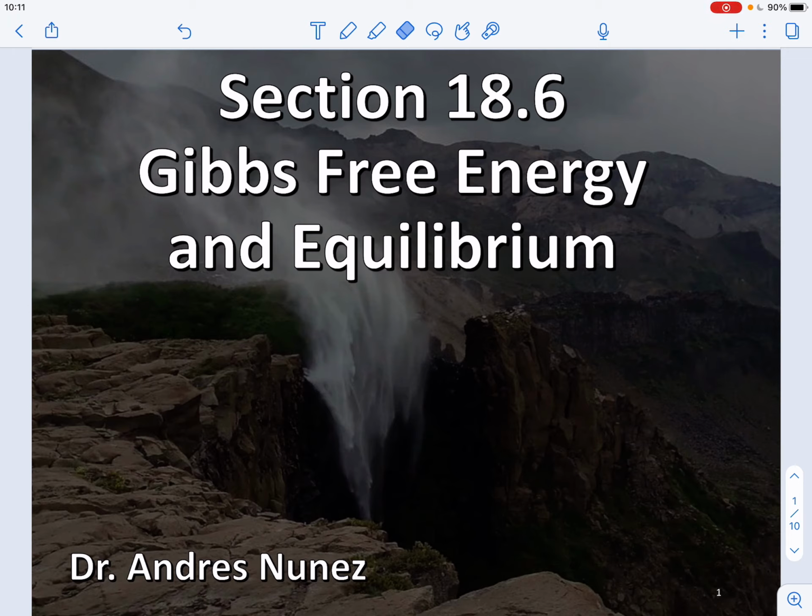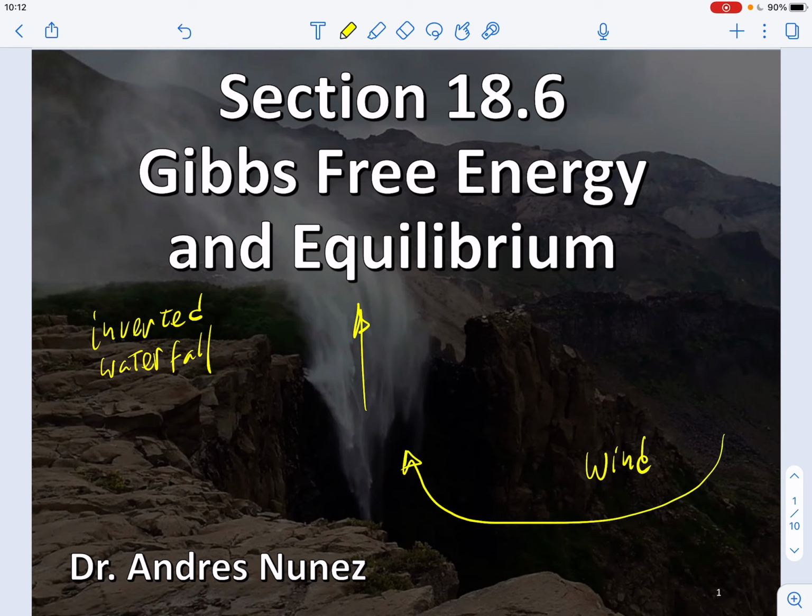And the one thing that you have to remember is that non-spontaneity doesn't mean that the process will never occur. It's just that you have to provide some sort of intervention for that process to occur. As an example, the picture that you see in the background in this slide is actually an inverted waterfall. And what is an inverted waterfall? Well, the water is actually flowing upwards. And why is the water flowing upwards, you may say? It's because there is wind coming this way and pushing the water up.